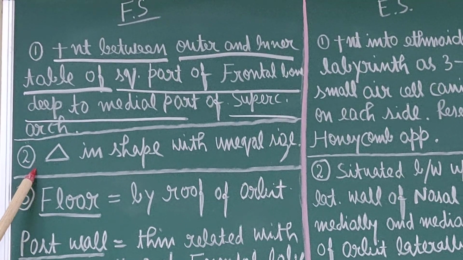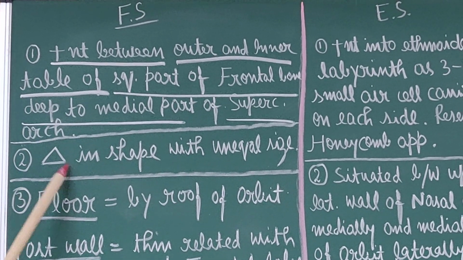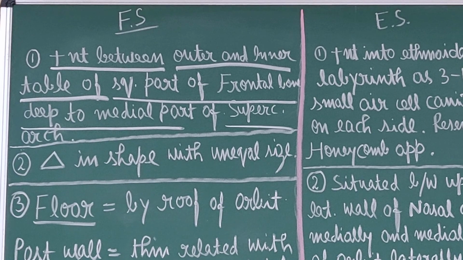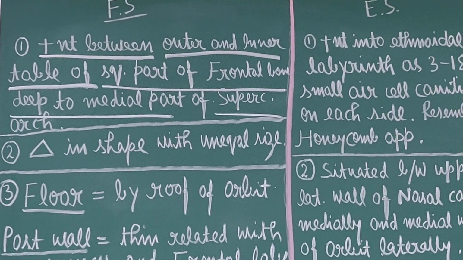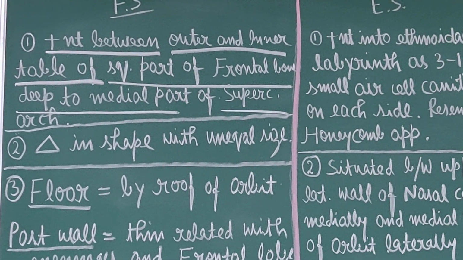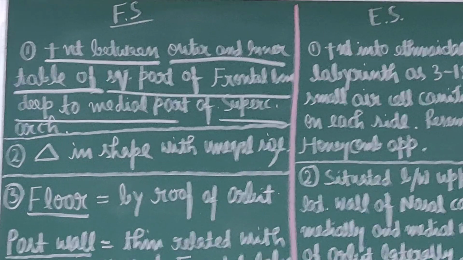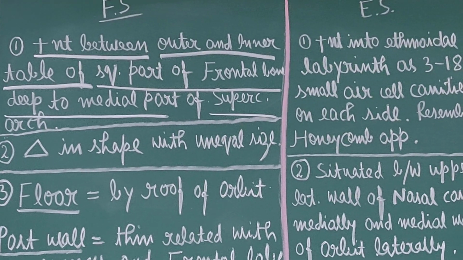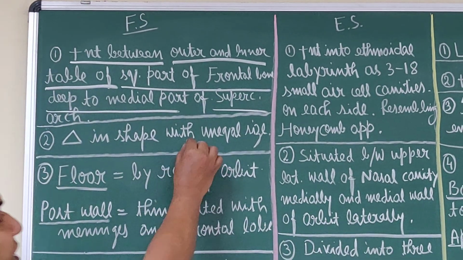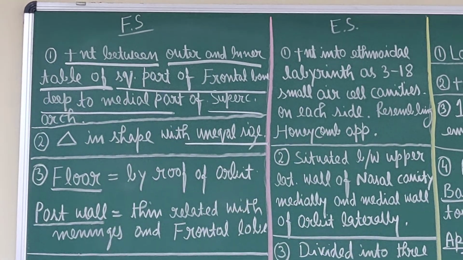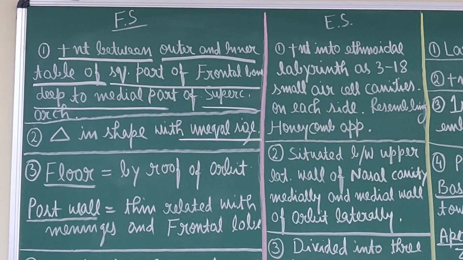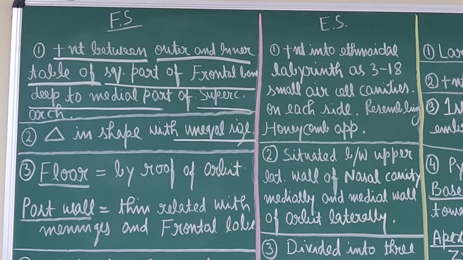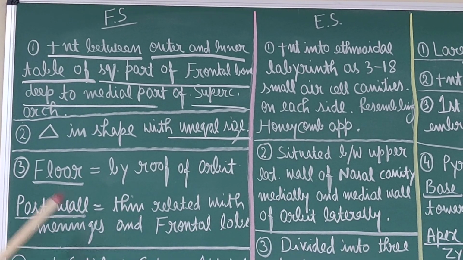Both the frontal sinuses are triangular in shape and they are separated by the intersinus septum that is deviated to one side, either right or left. So they are of unequal size. Both the frontal sinuses are not equal in size. Now some important relations.